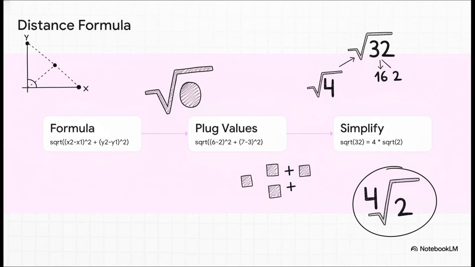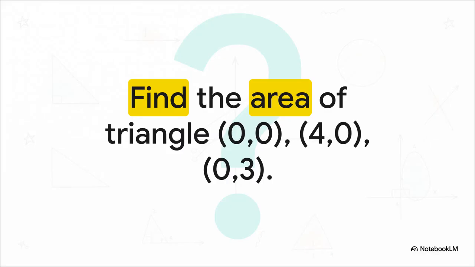Finally, step 3. Let's simplify root 32. 32 is basically 16 times 2, and the square root of 16 is 4. So it simply becomes 4 root 2. And this is why our correct answer is option B. It's dumb simple math, right? Let's move on to our next problem.